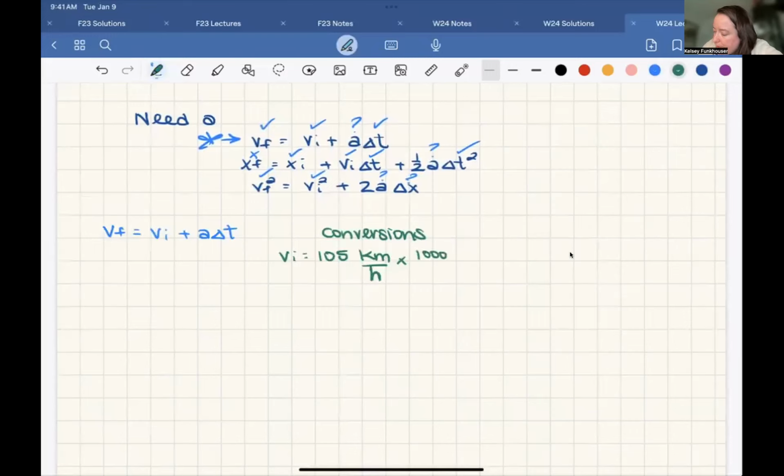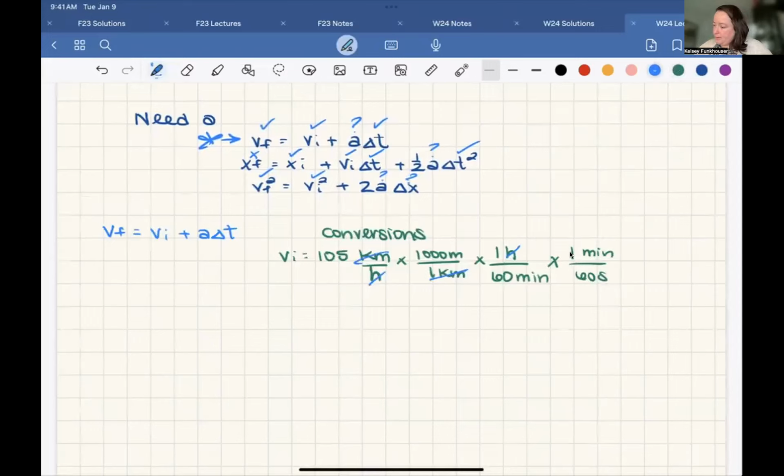So there's 1,000 meters in 1 kilometer. You can see how kilometers on top in my value and on the bottom in my conversion factor. That will cancel kilometers out, leaving me with meters per hour. Then I want to go from hours to seconds, but first we'll do minutes. 1 hour is 60 minutes. That cancels out the unit of hours. That leaves us with minutes, excuse me. Next is seconds. 1 minute is 60 seconds.